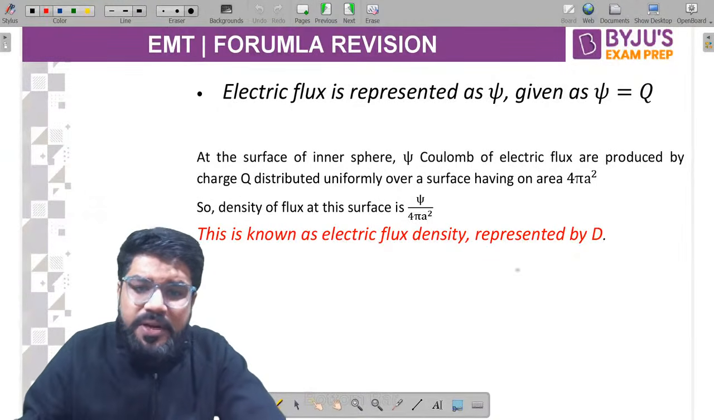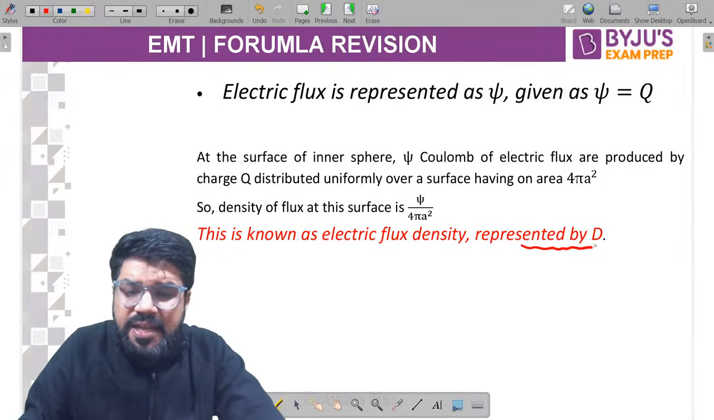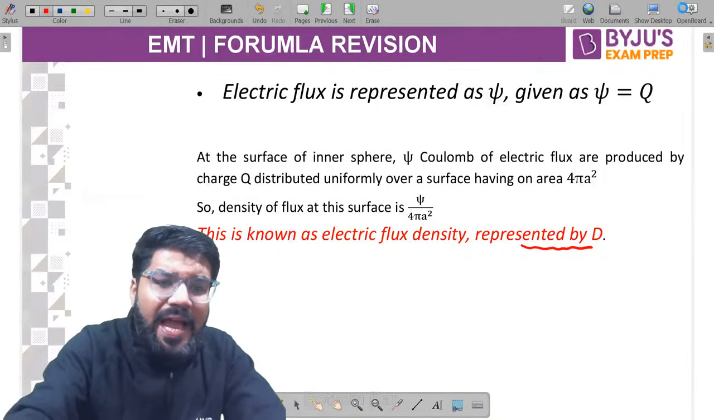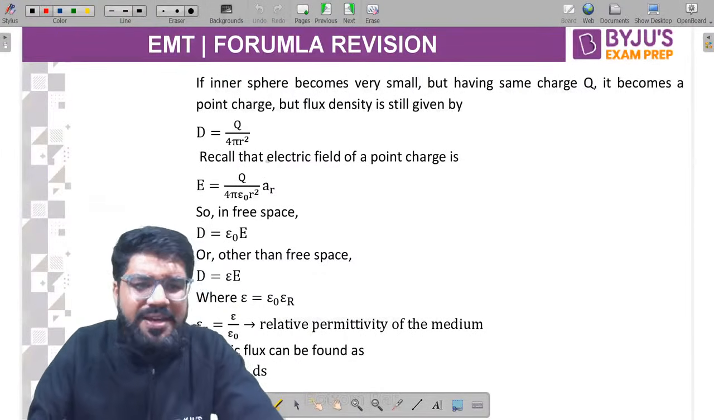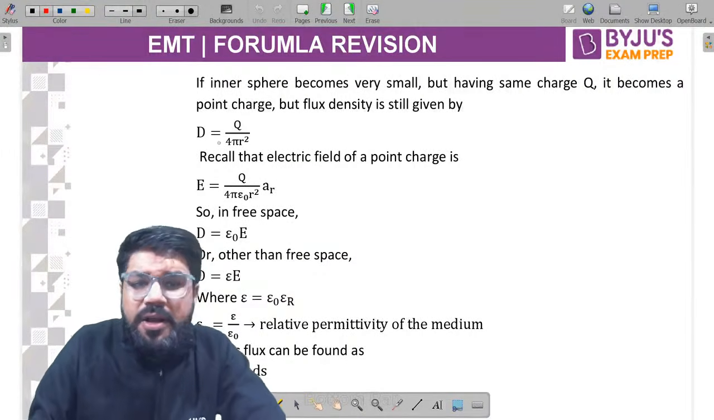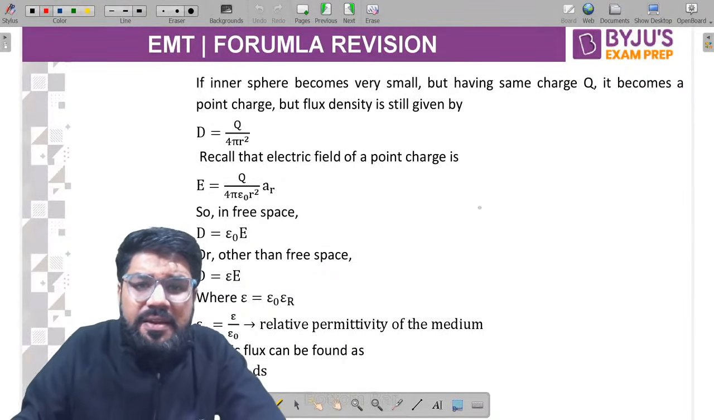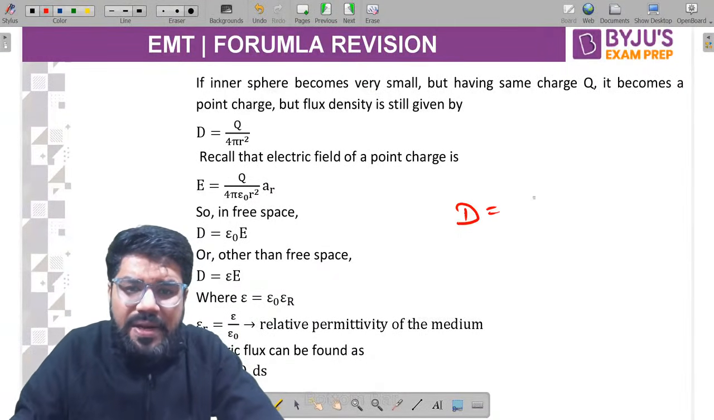This flux per unit surface area is the flux density represented by D. And what is the relation between D and E? Let's finally go to the formula. Formulas are important for us. This is the formula session. The final relation between D and E, you can go through it later on as well.